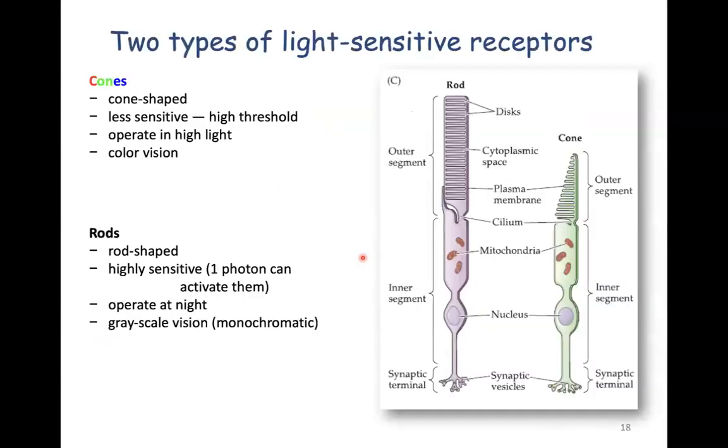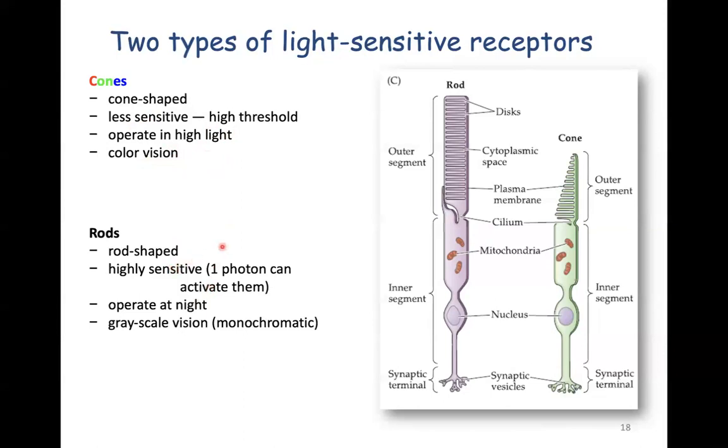All right. Now coming to just a summary slide of cones and rods with a little more information. Cones are cone-shaped, light sensitive, less sensitive, operate in high light, and they transmit color vision. As I said earlier, color vision is possible only in the light because that's when your cones operate. But when light is dark, your rods are what's functioning, and they only have black and white vision, monochromatic.